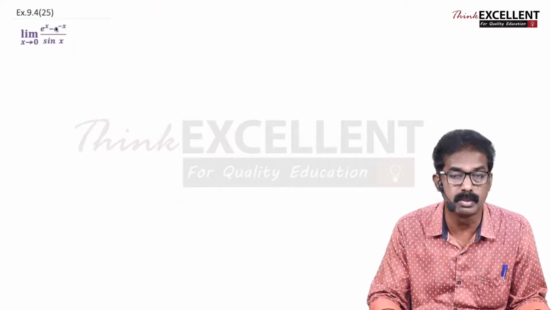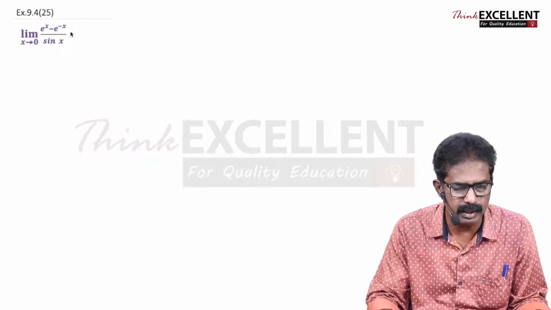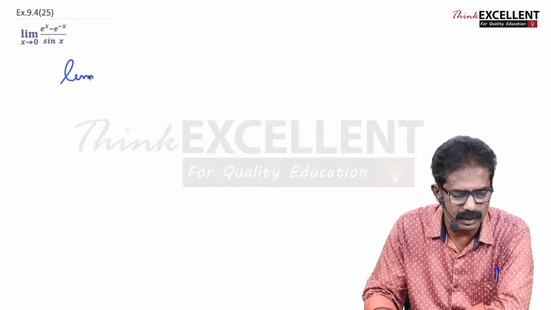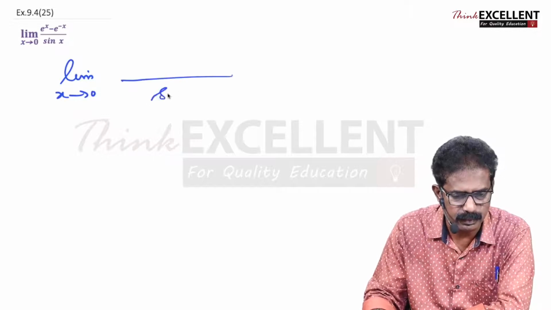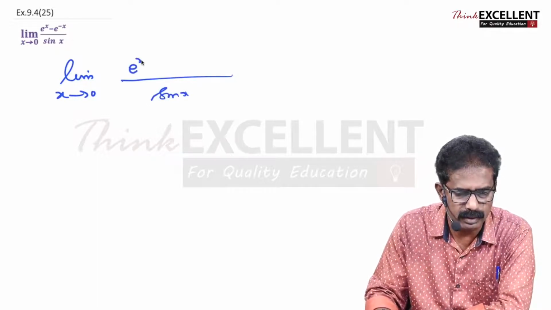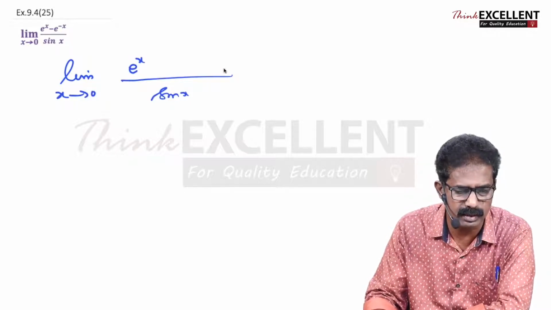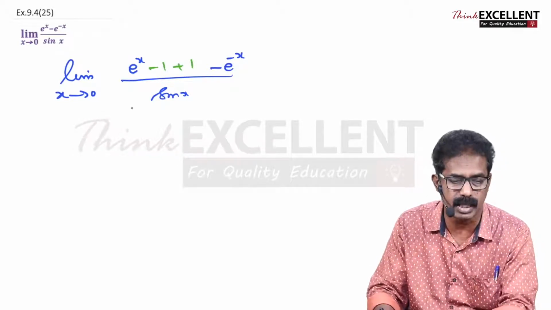Look at this question, question number 25. Limit x tends to 0, (e raised to x minus e raised to minus x) by sin x. It's a very simple one, right? So limit x tends to 0. In the denominator we have sin x. Whenever you have e raised to x, we need a minus 1, right? So here minus 1 is not there. The last term is minus e raised to minus x. We need a minus 1, so you put minus 1 plus 1. The value should not be changed.